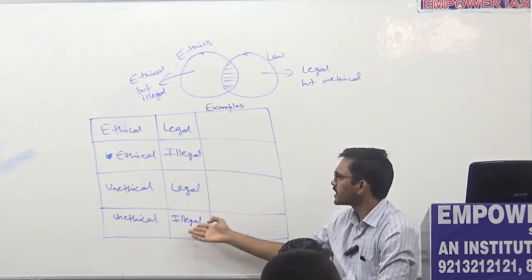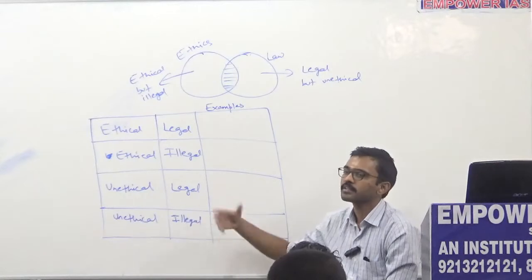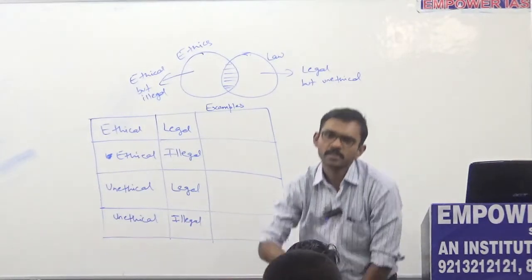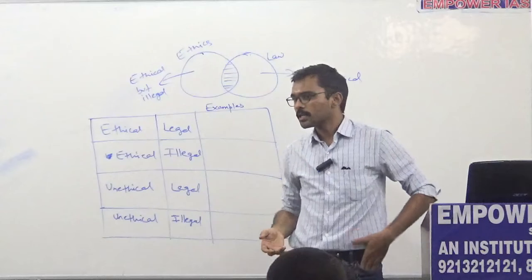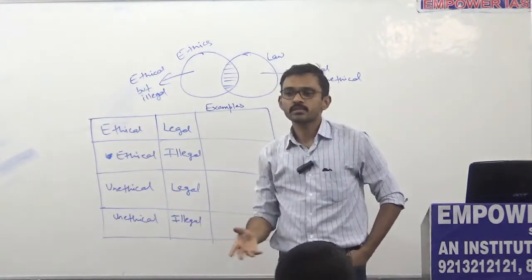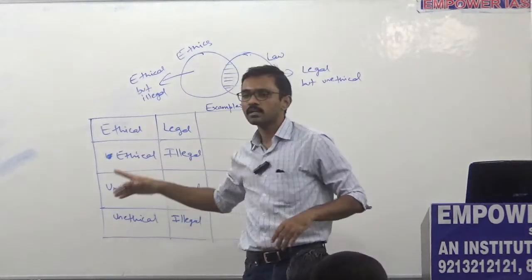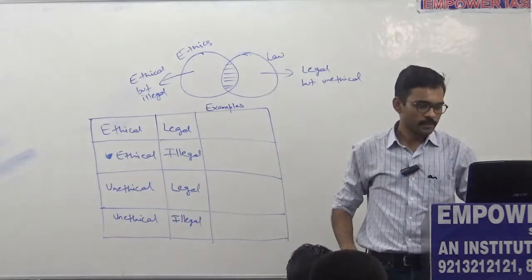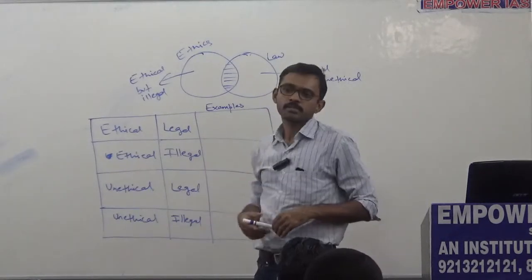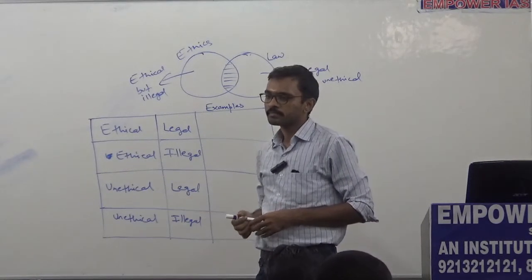And finally, unethical and illegal. Again, most of the laws fall in this category. There are laws against terrorism and various crimes. Those activities are illegal and also unethical. So our main concern is the ethical-illegal and legal-unethical categories. If any question comes, you can just make this table and give examples. You don't have to write anything else. This table would be self-explanatory.